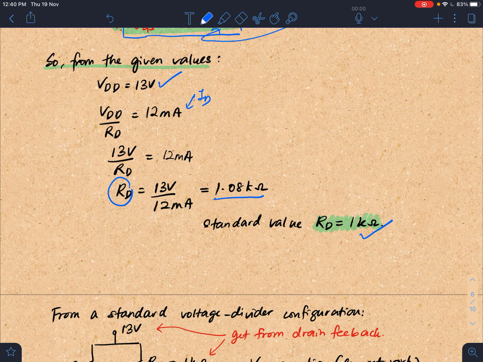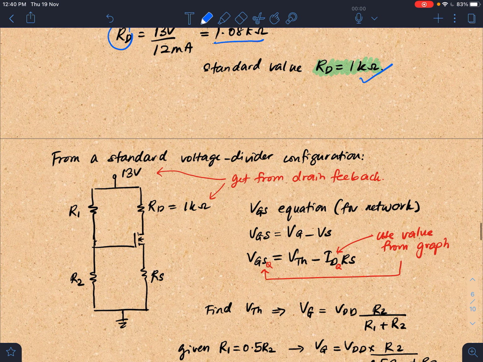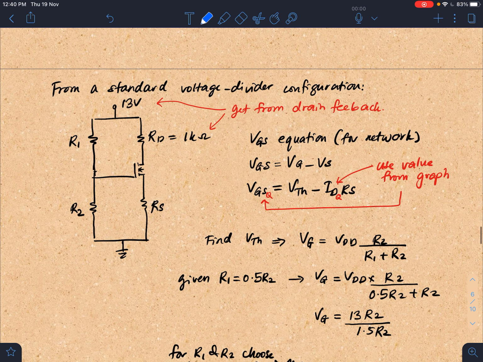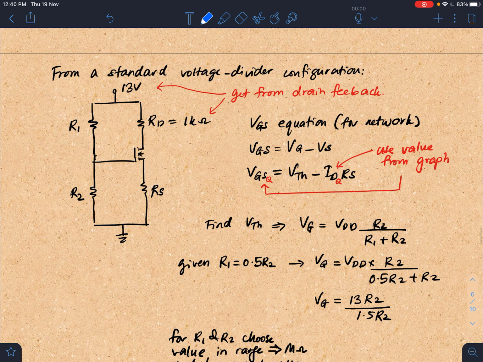Now we go to another step. You just got the values: VDD is 13, and also RD, from the drain feedback. Use these values in the voltage divider, which means that you have to find the other values: R1, R2, and also RS.